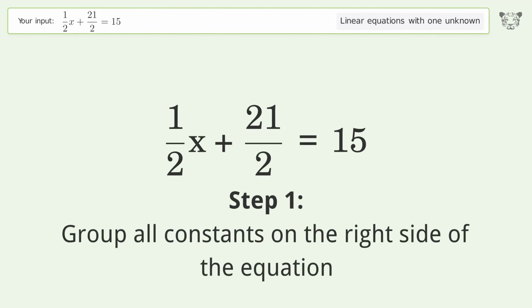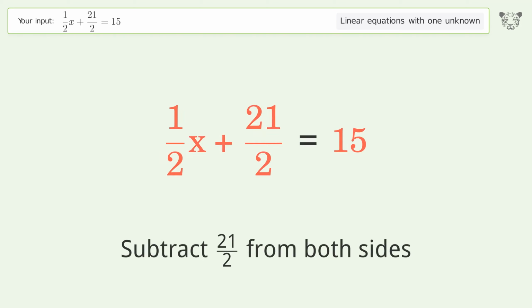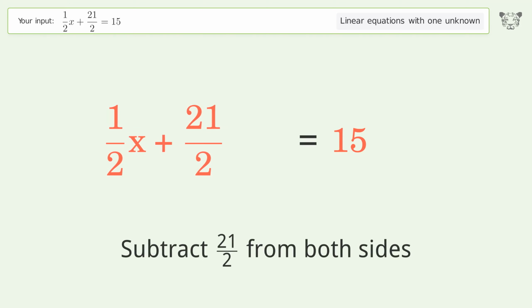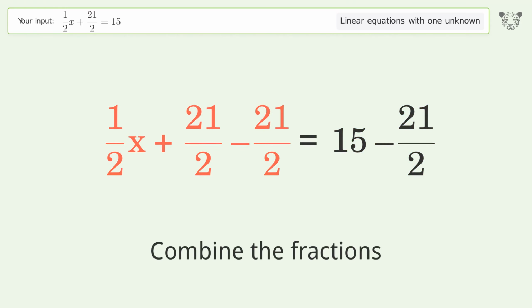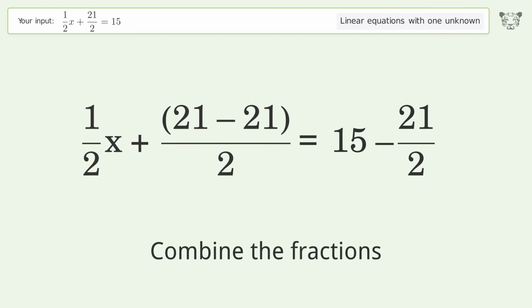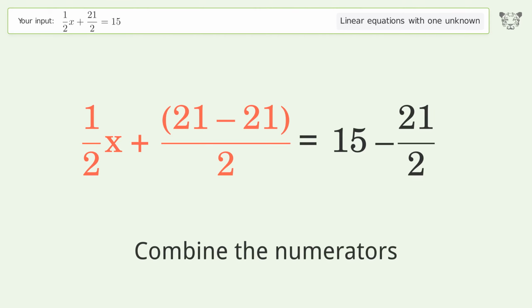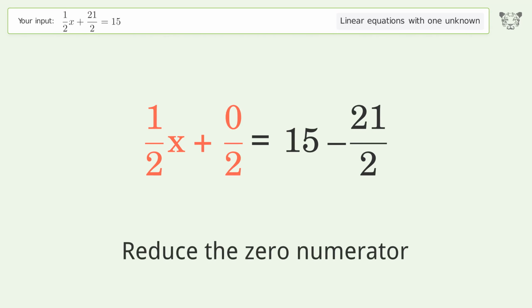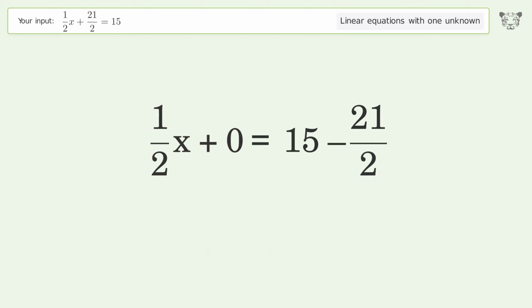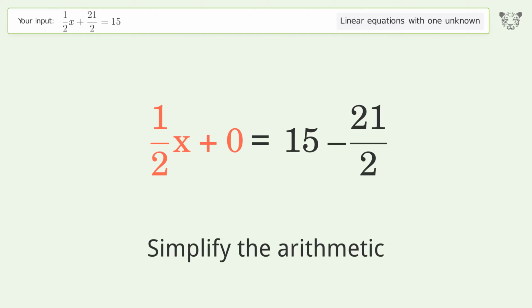Group all constants on the right side of the equation. Subtract 21 over 2 from both sides. Combine the fractions. Combine the numerators. Reduce the zero numerator. Simplify the arithmetic.